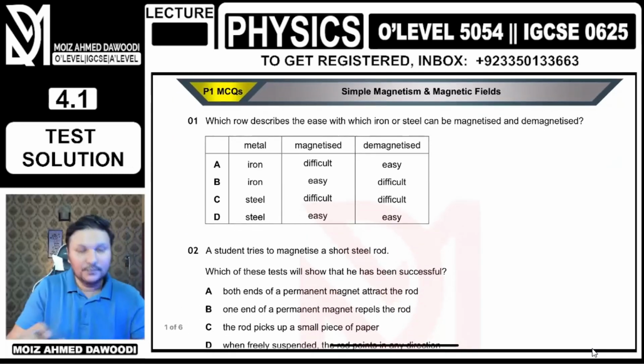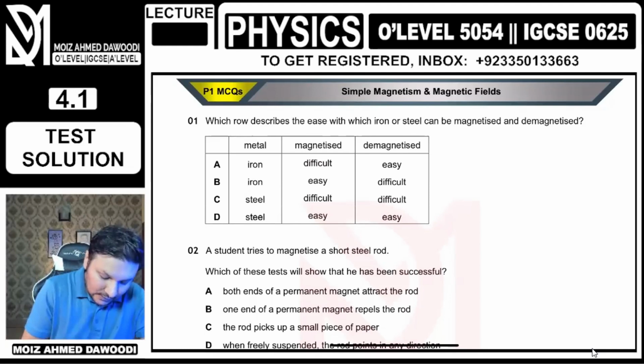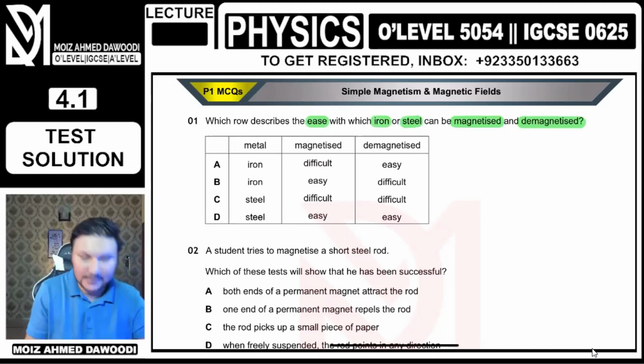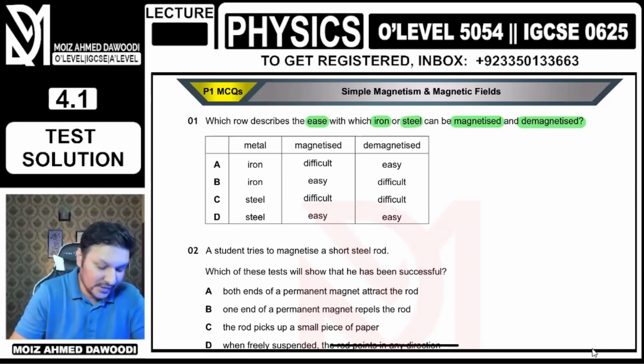So now we are going to explain question number 1. Which row describes the ease with which iron or steel can be magnetized or demagnetized? So you saw here I highlighted the important things. You can also do this. You cannot highlight in Cambridge examinations, but you can always underline in Cambridge examinations.